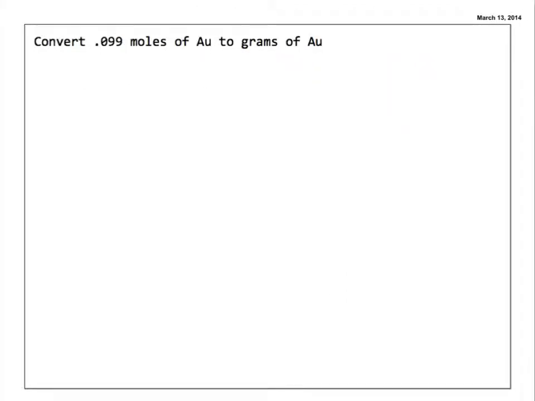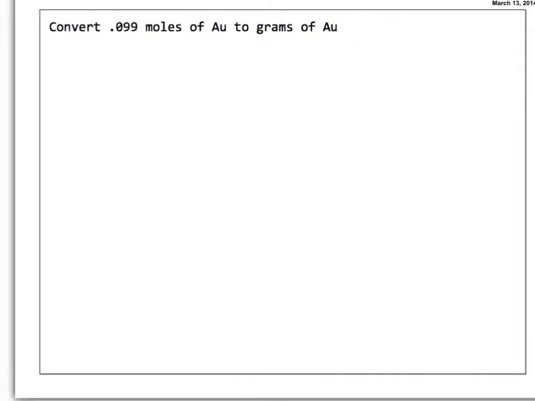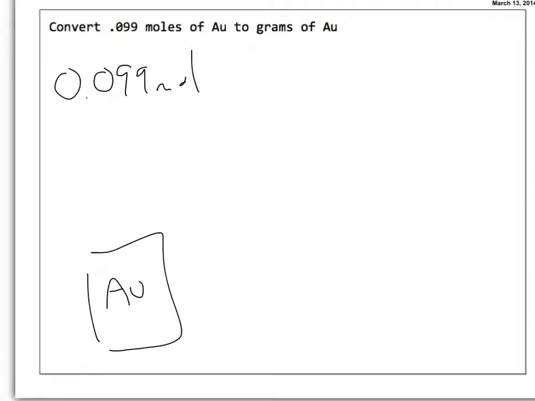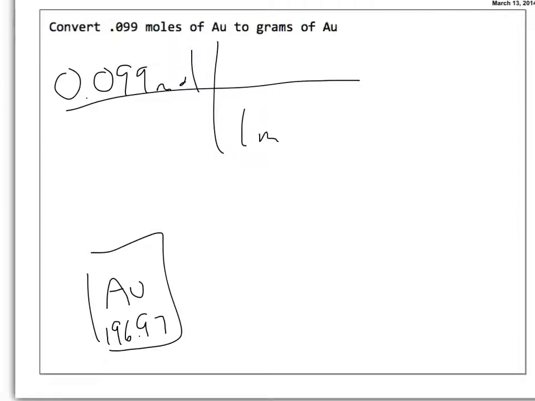So now we've got a certain number of moles of gold, the symbol Au for gold, and we want to know how many grams that would be. So we've got 0.099 moles of gold, and if you look up gold on the periodic table, Au, you'd see that its atomic mass is 196.97. So our conversion factor is 1 mole. Mole goes on the bottom because we're trying to get rid of that, is 196.97 grams. That's the unit we're converting to, so that's the number we want on the top.